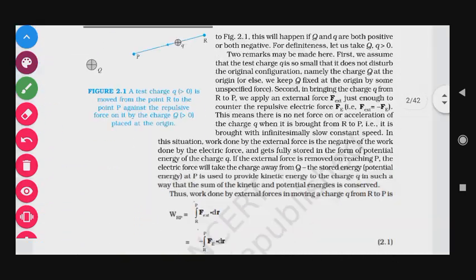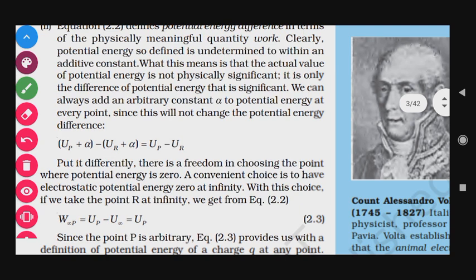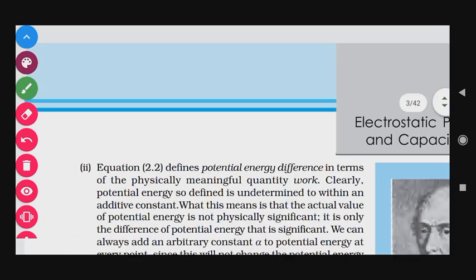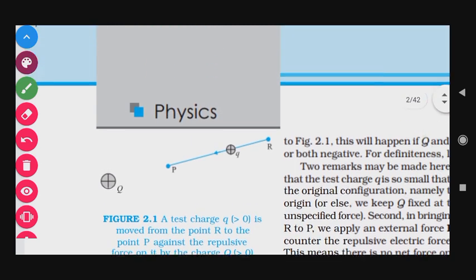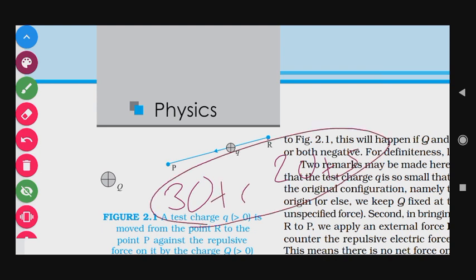The important thing is the potential difference. It is only the difference between potential energies that is significant. We can always add an arbitrary constant alpha to the potential energy at every point, since this will not change the potential difference. So, for example, say there is a potential of 20 and a potential of 30. If I add some constant, suppose 5 and 5, it will not change the potential difference. The potential difference will be the same, and that is what matters.